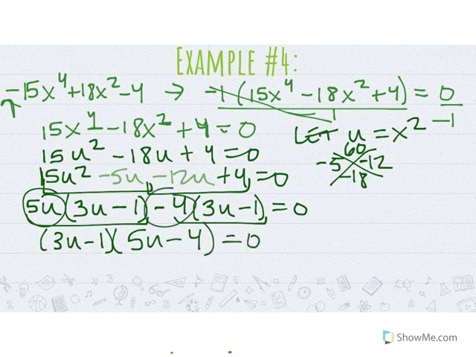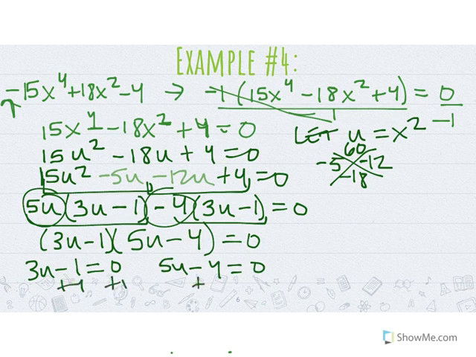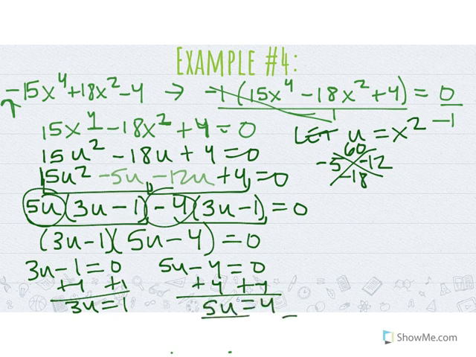And these are each equal to 0, so I'm going to set each of these equal to 0 and solve for u. So I have to add 1 here, add 4 here, and then I have 3u equals 1, and 5u equals 4. We're going to divide both sides, 3 here, 5 here.